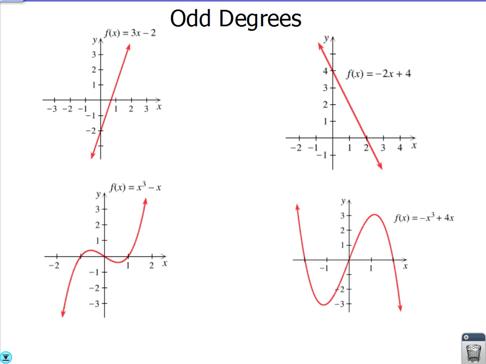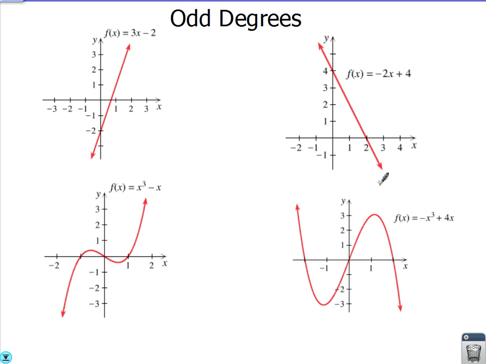Odd degree graphs. x to the first power, and these are just polynomial functions. We're not dealing with rational or anything. Odd degree graphs. x to the first power, you've got a line. If you notice the number out front is a negative, then it's going to be a line that slants downhill. From left to right it's going uphill, or from left to right it's going downhill.